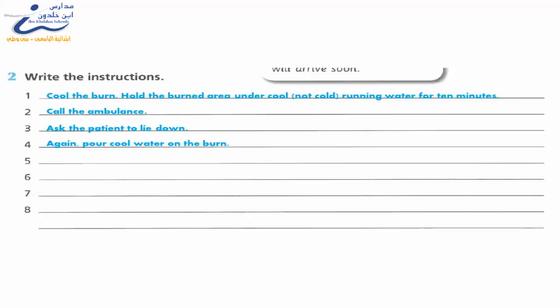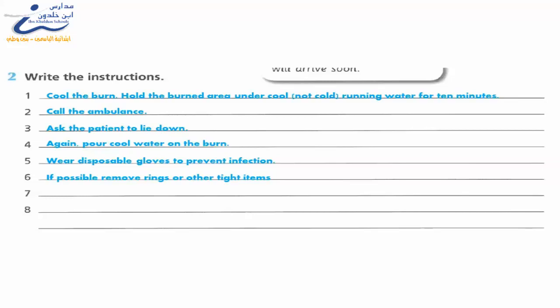Number 5. What is happening in picture number 5, and what are the instructions in number 5? Right, okay. Wear disposable gloves to prevent infection. Number 6. Exactly. If possible, remove rings or other tight items. Like what? Watches, rings, bracelets, and so on.